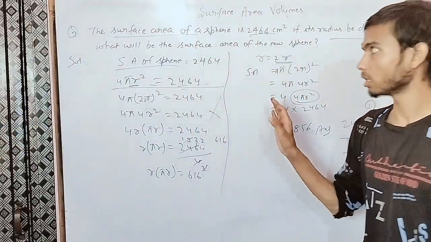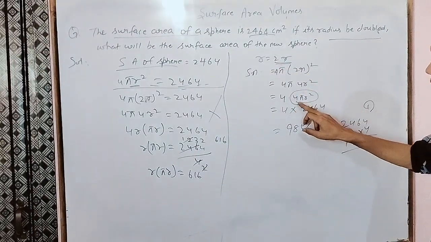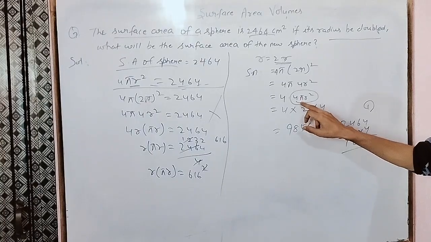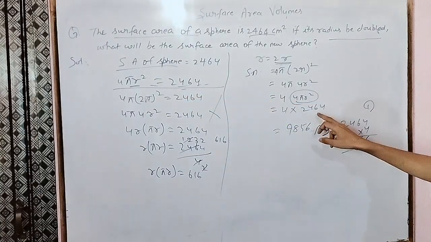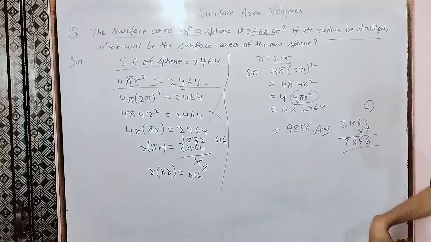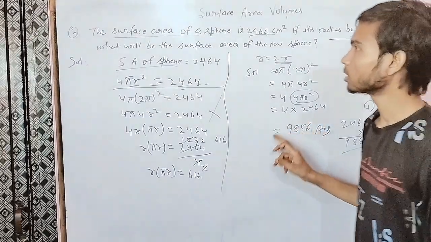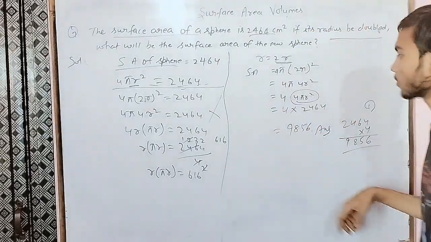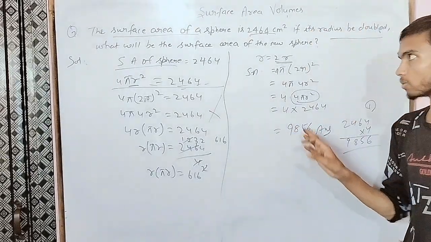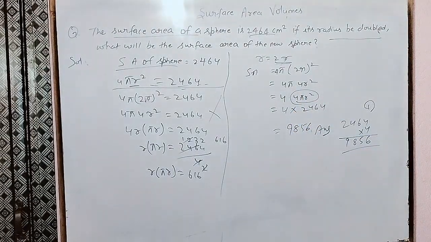Here we doubled the radius and then we put the value of this, 2464, and then we multiplied this by this. Then this is the final answer, the surface area of a new sphere where the radius is doubled.